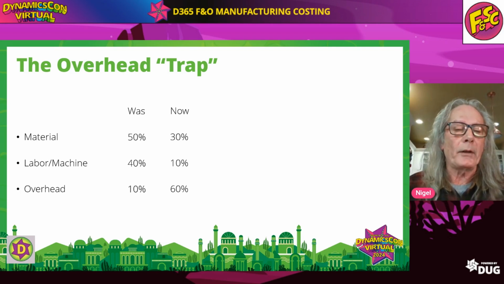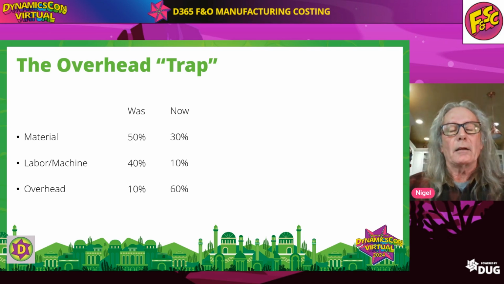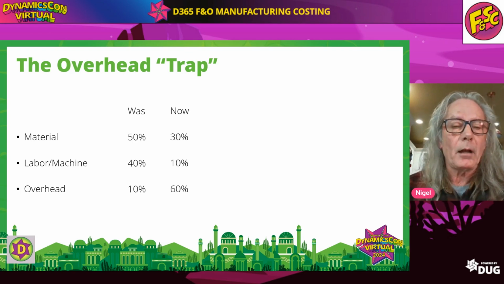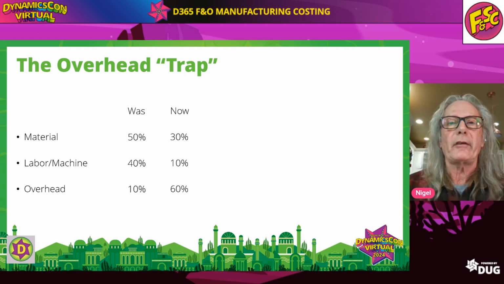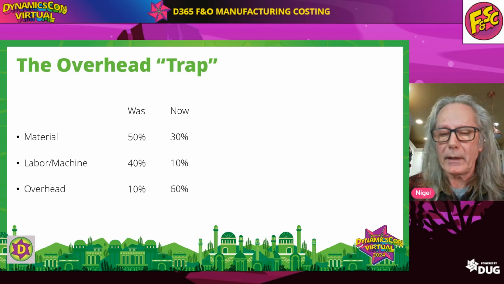So my advice when you're looking at automation or you're looking at outsourcing, ask yourself 3 questions. What am I doing to the material content? What am I doing to the labor machine content? And what am I doing to the overhead? And always justify based on those answers to those separate 3 questions.